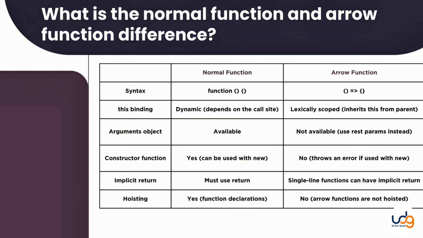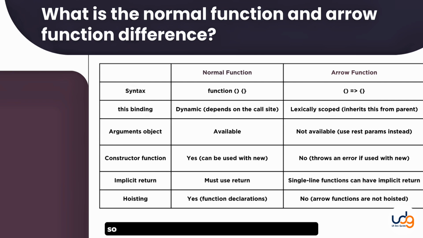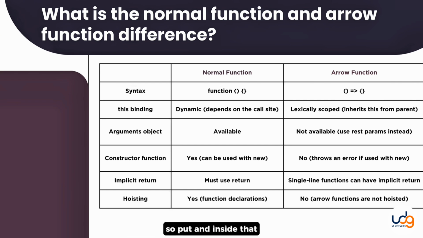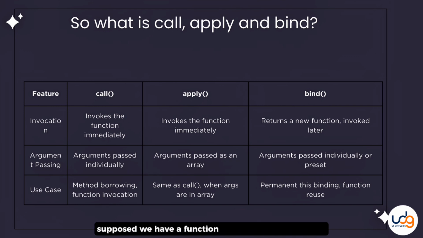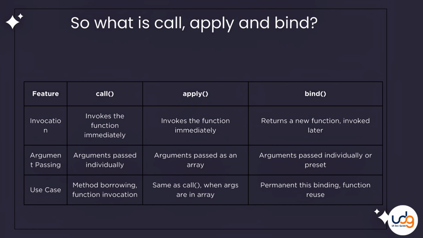Okay, suppose we have a normal function, and I have this object address, and I'm getting the values Delhi and ABC. Let me ask you directly: what is call, apply, and bind? Call means, suppose we have a function with an inner function. We can call that function and provide the this reference, so that the function will refer to that object instead of its parent or its current one. With call we can do that.